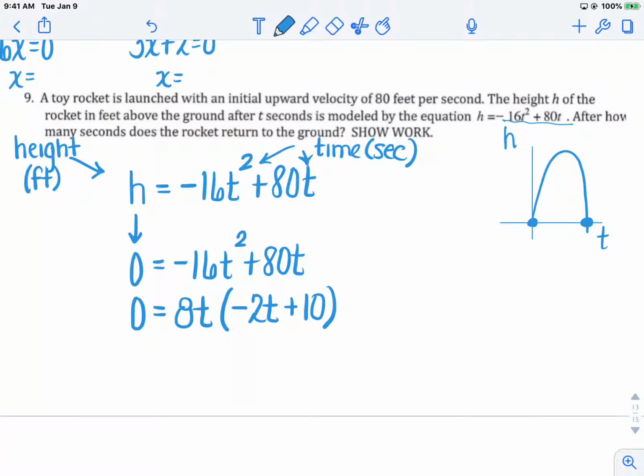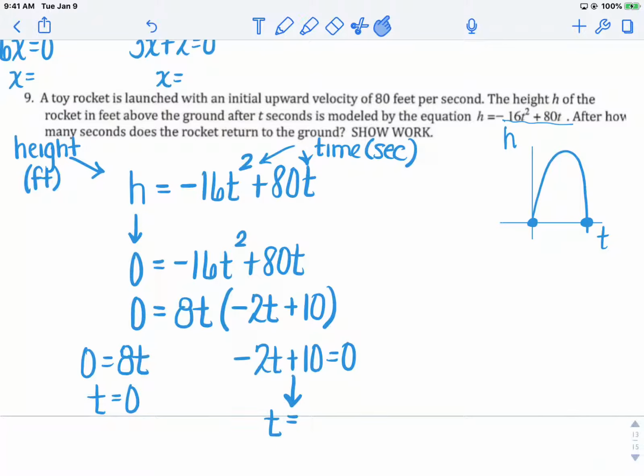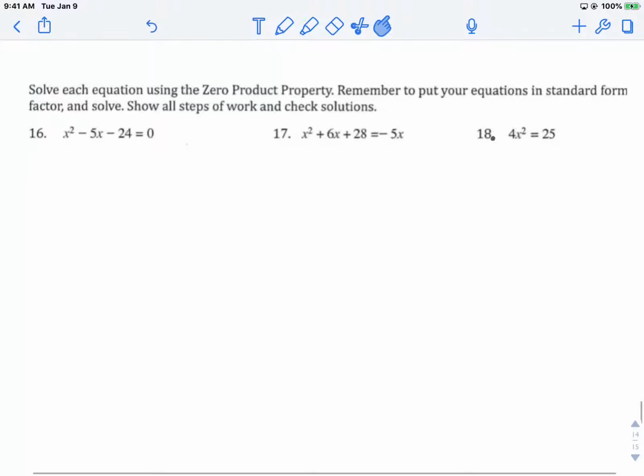Again, then I'm going to, just like I did above, set each of my factors equal to 0. 8t was one of my factors, and negative 2t plus 10 was my other factor. When I set those equal to 0, this one's going to get me 0. And this one, when you solve it, is going to get me the other time when the rocket was on the ground. So stay and finish that one up.